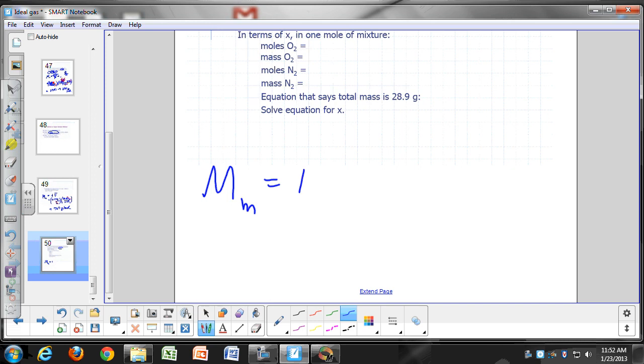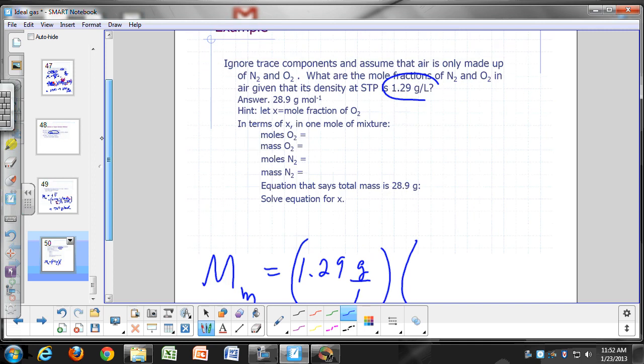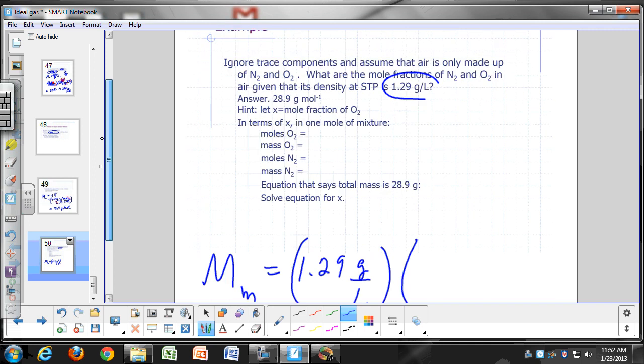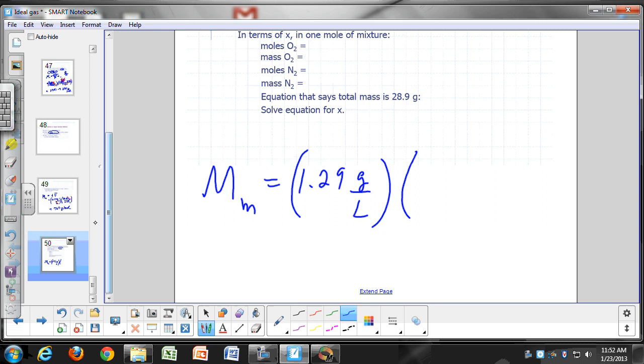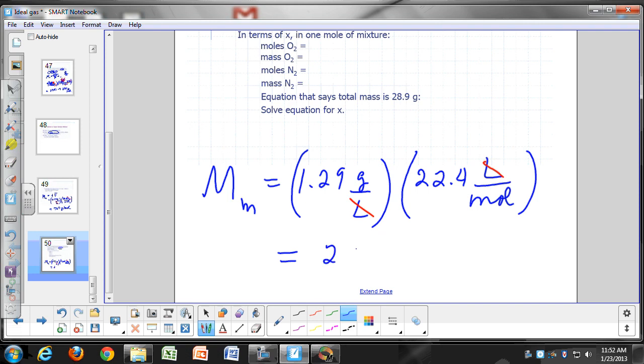Is what? 1.29 grams per liter. At STP, that's the density. And what's the molar volume at STP? 22.4 liters per mole. So liters cancel out. That gives you a molar mass of how much? 28.9, right?